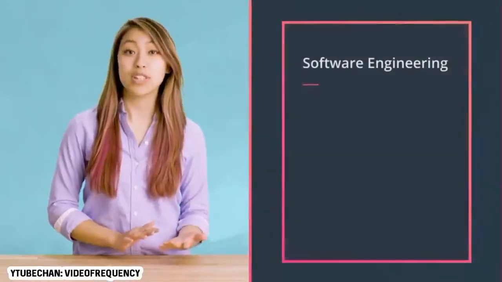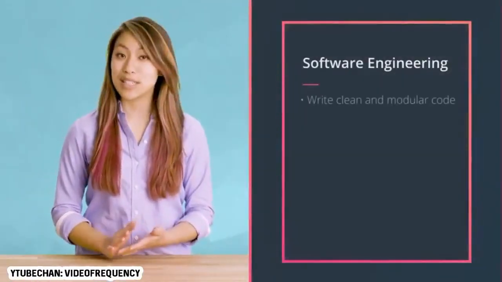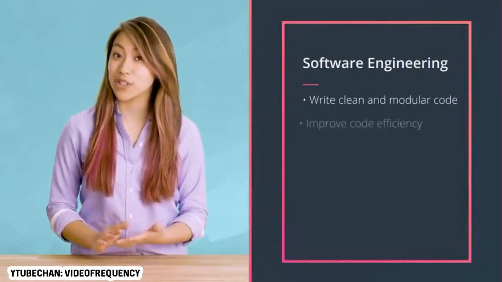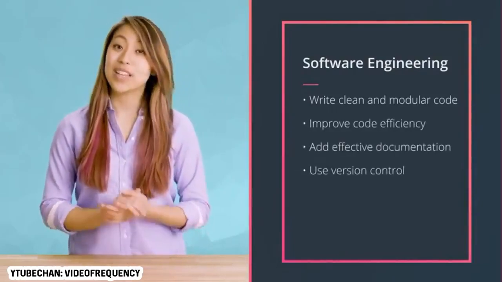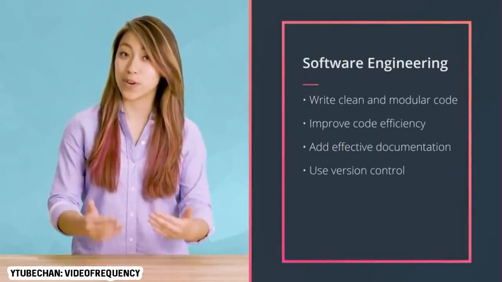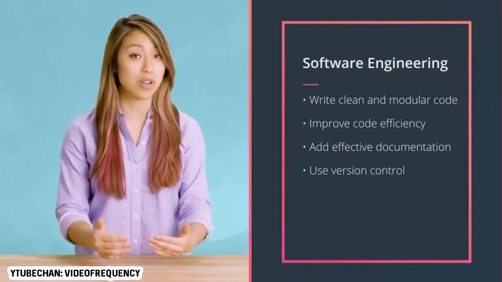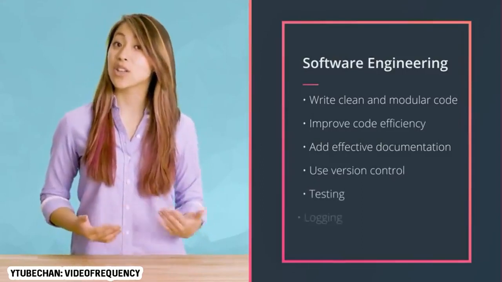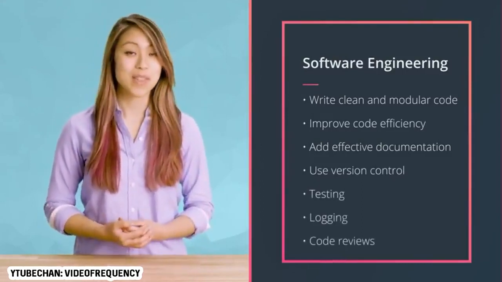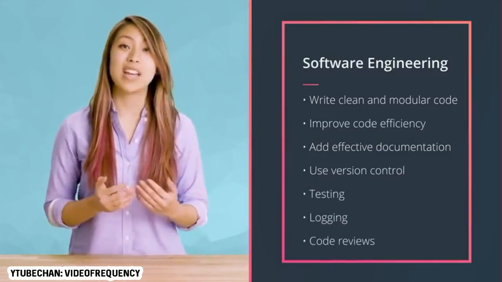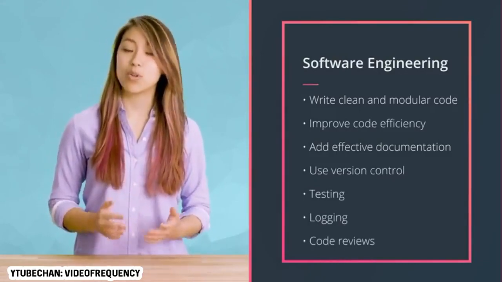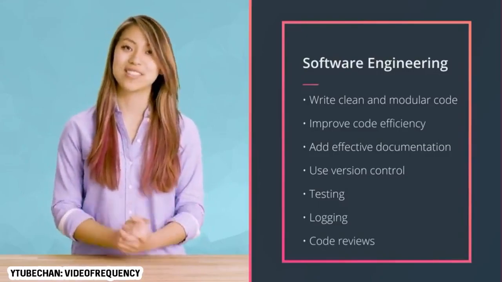Welcome to part 2 of software engineering practices. In the last lesson, you learned how to write good code that's clean, modular, efficient, well-documented, and version controlled. Here, we will go a step further and add robustness to your code with testing, logging, and code reviews. These practices help you ensure reliability and easier maintenance of your code, which is crucial in industry.